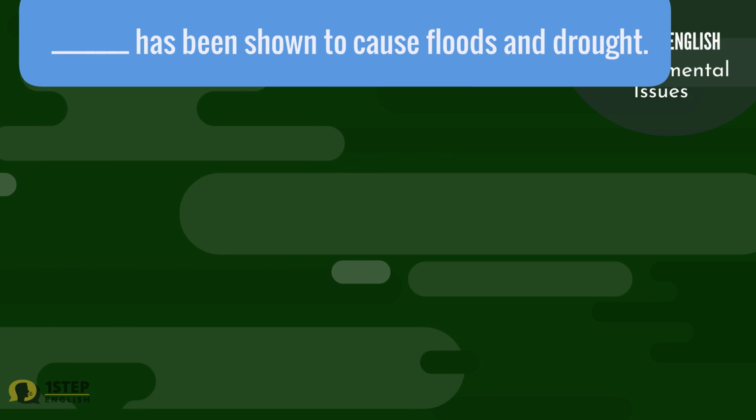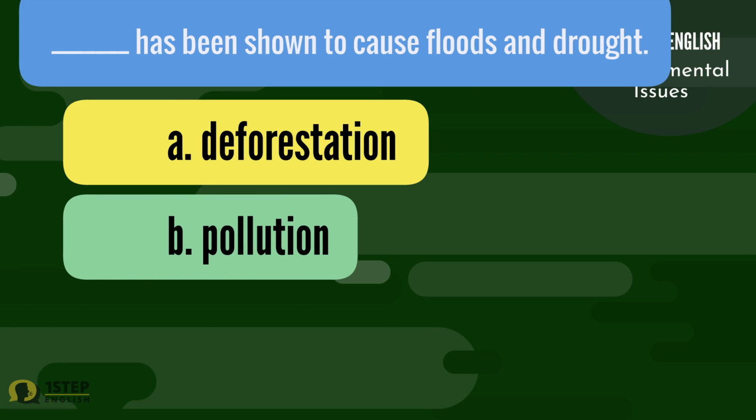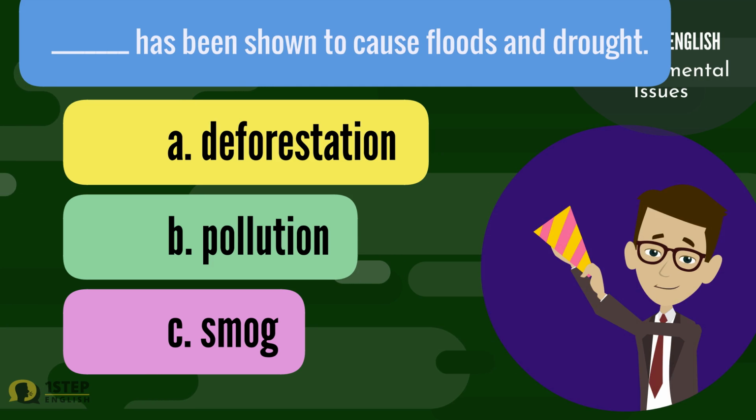Has been shown to cause floods and drought. Letter A. Deforestation. Letter B. Pollution. Letter C. Smog. The correct answer is letter A. Deforestation. Deforestation has been shown to cause floods and drought.